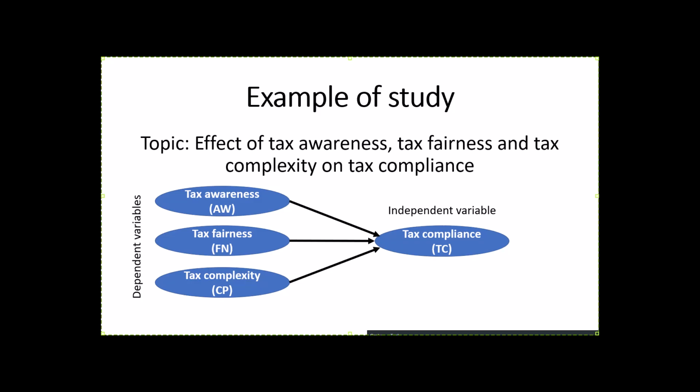To start with, I'm going to work with a very simple example of a study. Imagine I'm looking at the effect of 3 variables: tax awareness, tax fairness, and tax complexity, and how these 3 variables affect tax compliance. So by this time I have 3 independent variables and 1 dependent variable. Again, we see people struggling a lot with this, but I'm hoping by this time you fully understand how to arrive at this point. So I'm presuming you've already arrived at this point.